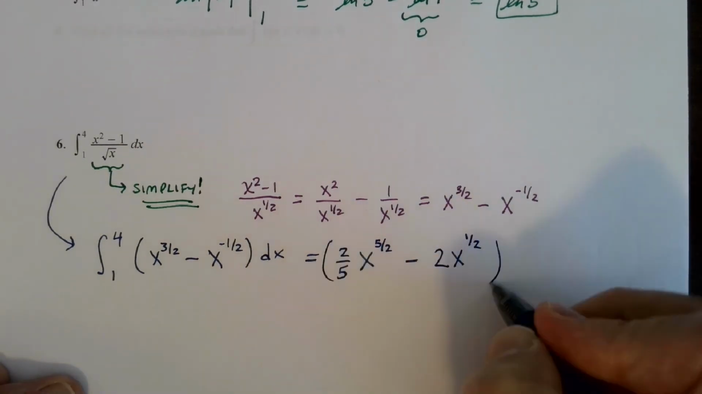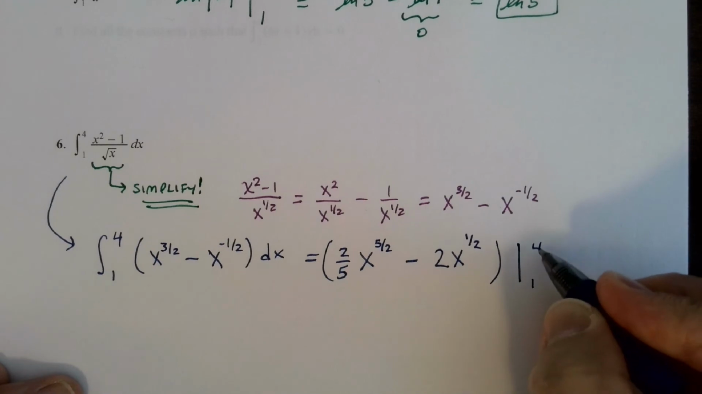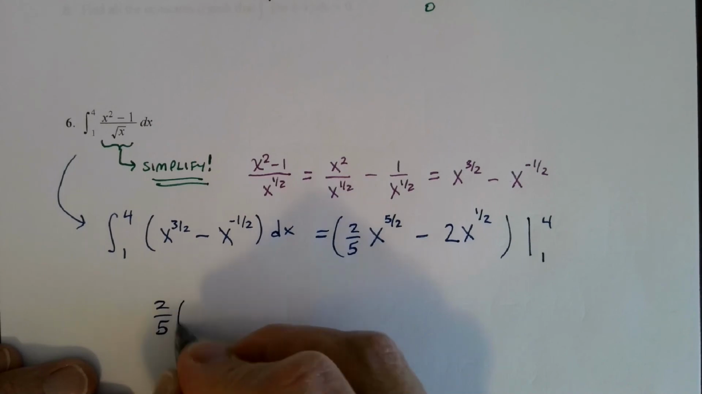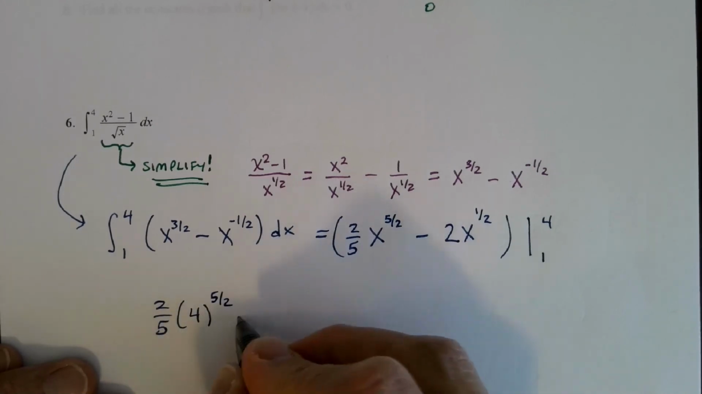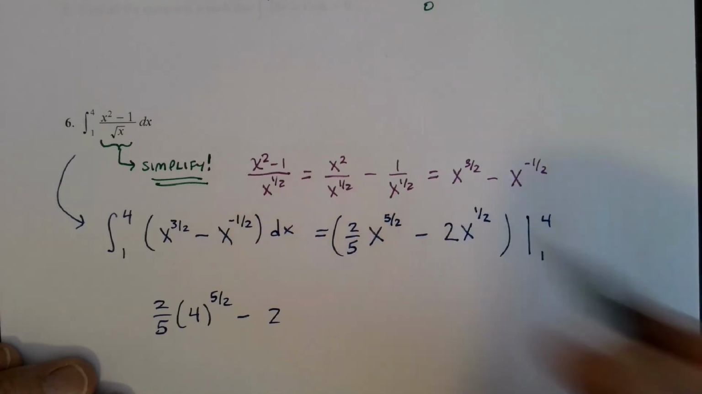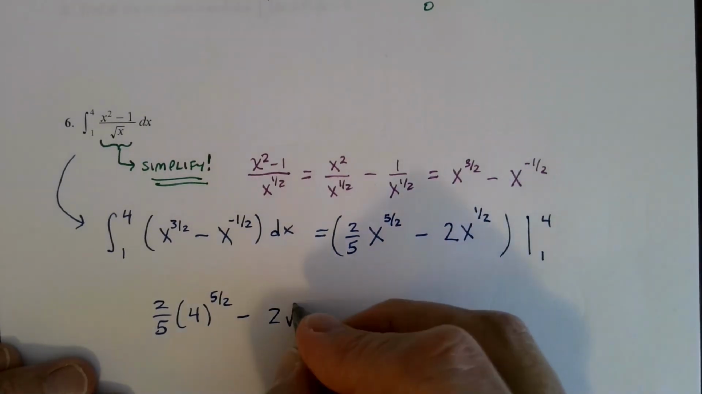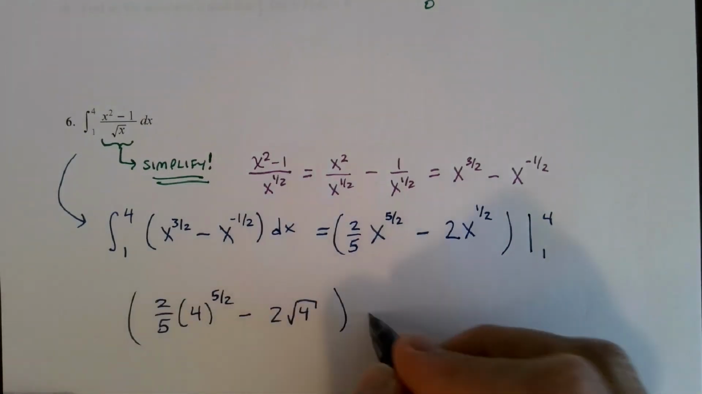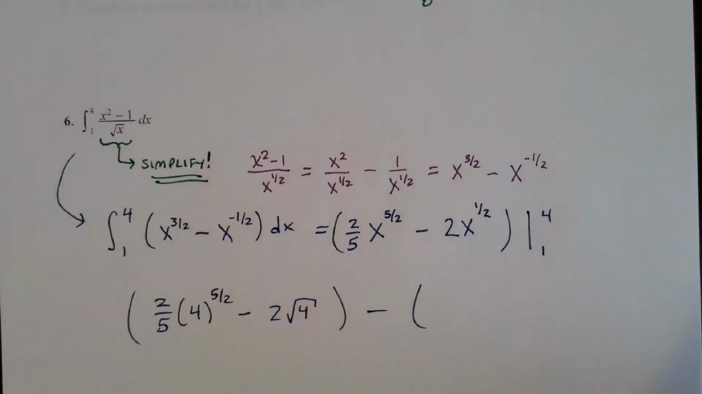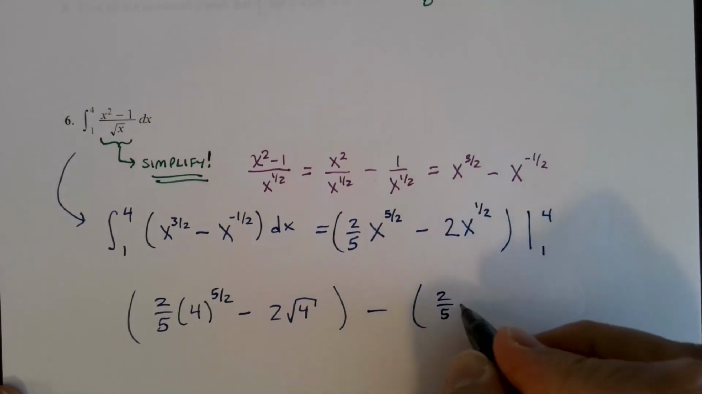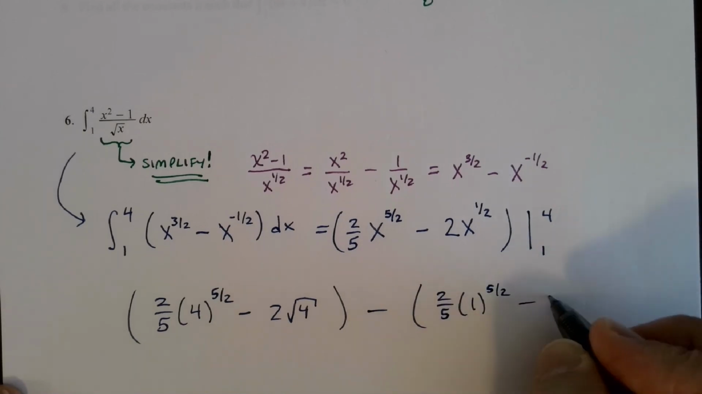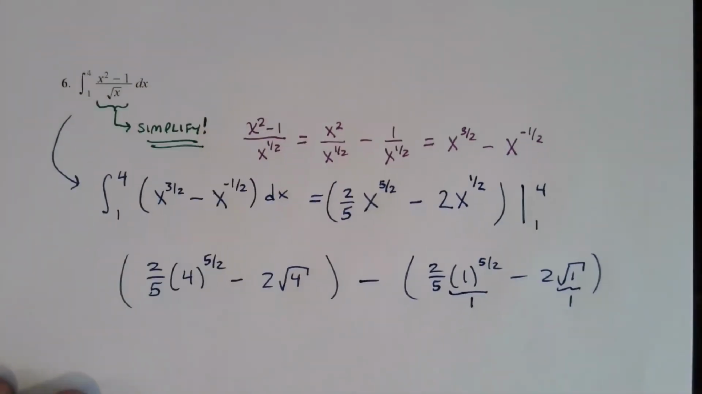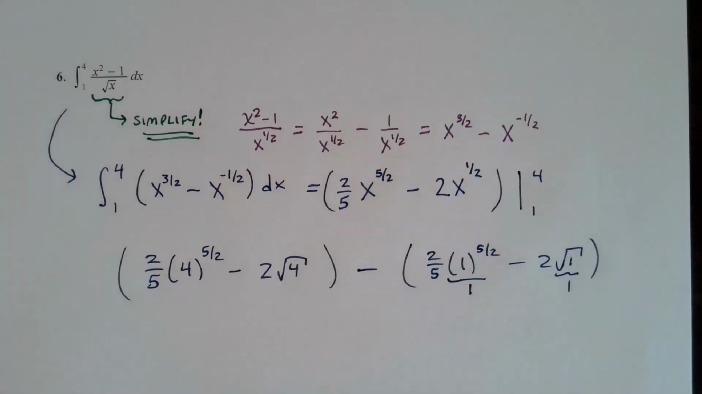Always do that, right? And I'm going to evaluate this now at the upper limit, lower limit, and take the difference. So I've got 2/5, 4 to the 5/2 power, minus 2. Now I'm going to go back, square root, right? So x to the 1/2 is just square root. I'm going to just go back to the square root, right? You know that. And then at 1, okay, and 1's pretty easy. If I plug in 1, I know what's going to happen. I'll just go ahead and do this 1 to the 5/2 power minus 2 square root of 1, right? But of course, this is 1 and this is 1, so that's going to be easy. I'm just going to have 2/5 minus 2 here. 2/5 minus 2.